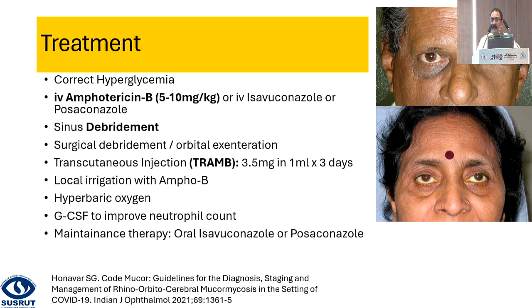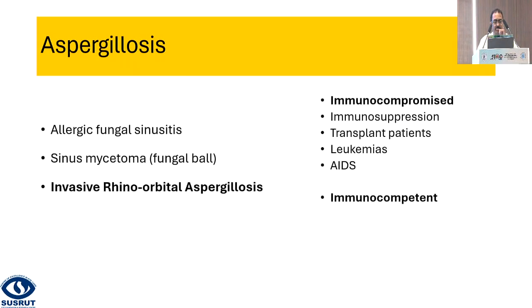And again, the learning from COVID was that you can save certain eyes with transcutaneous injections of amphotericin B into the orbit.